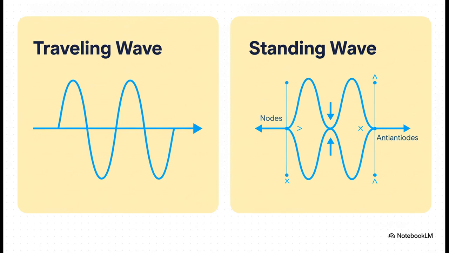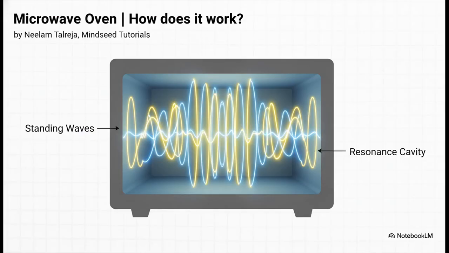When you pluck it, it vibrates up and down in the same spot. That's exactly what's happening with the energy inside the oven. And engineers are clever. They design the box to be the perfect size so that these reflections build on each other, making the standing waves even stronger. This whole setup turns the inside of the oven into what's called a resonance cavity. It's a space that's perfectly tuned to trap and amplify that microwave energy, making cooking super efficient.